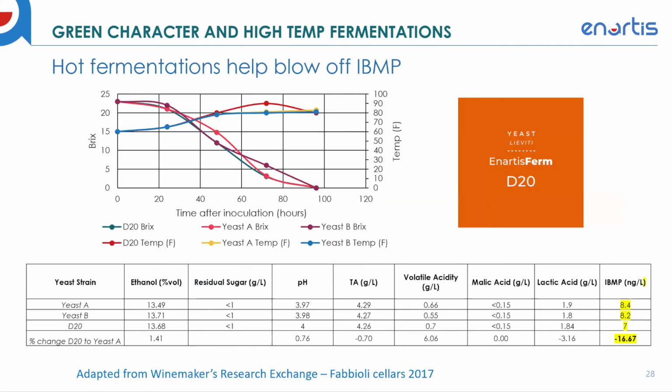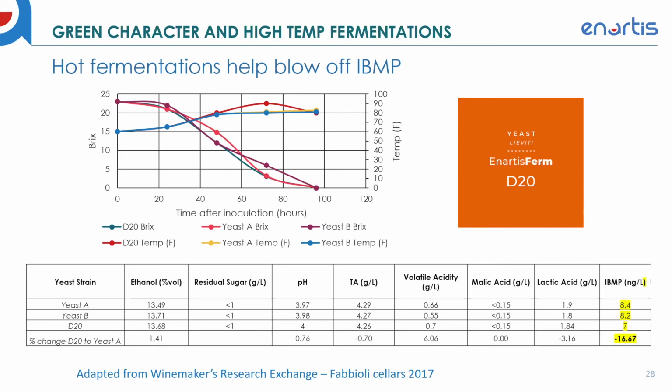We can also just do a warmer fermentation. We have a specific yeast that we isolated and developed specifically for hot fermentation. The D20 is a yeast that we isolated from Paso Robles in California, specifically to handle really, really high temperatures. It can handle up to 98 degrees Fahrenheit in the fermentation. In a trial comparing yeast strains, with D20 we got the fermentation temperature up to only 90 degrees, compared to two other yeast strains that were at 80 degrees.